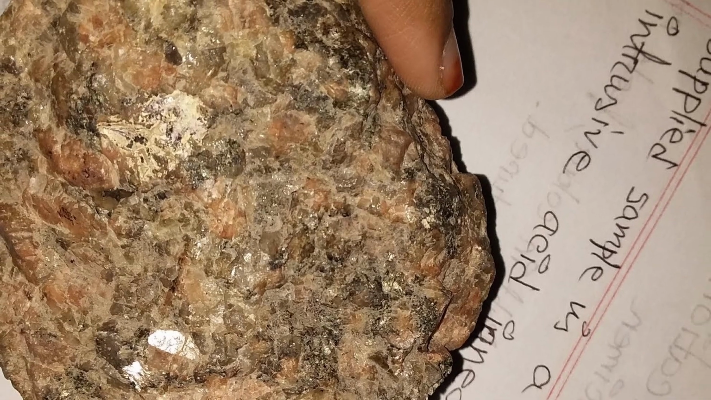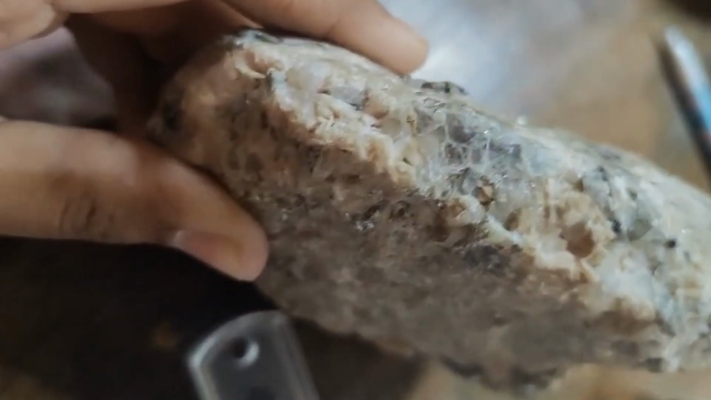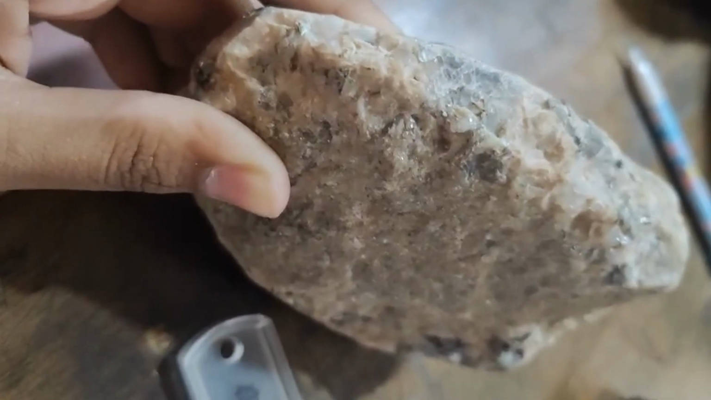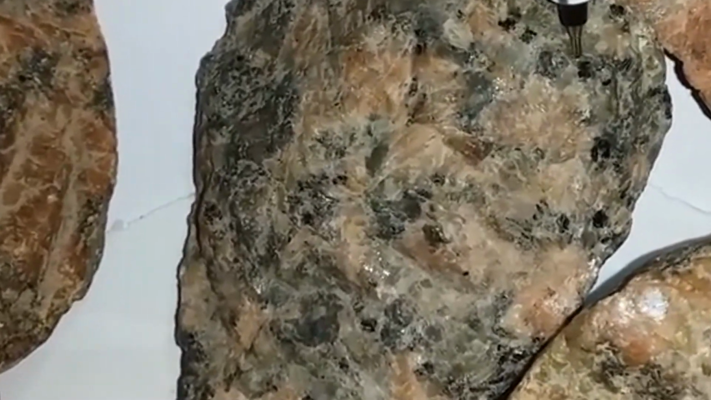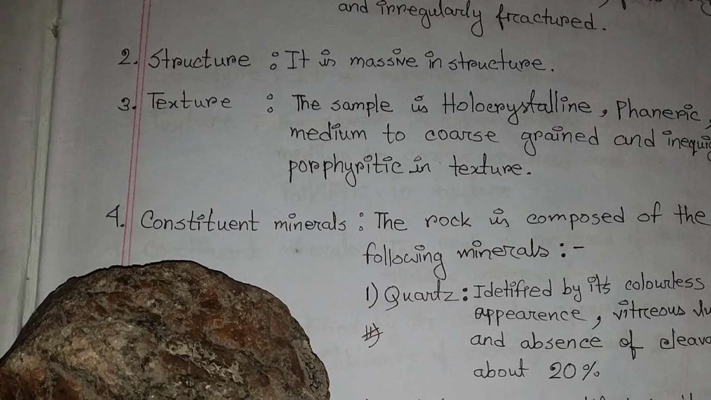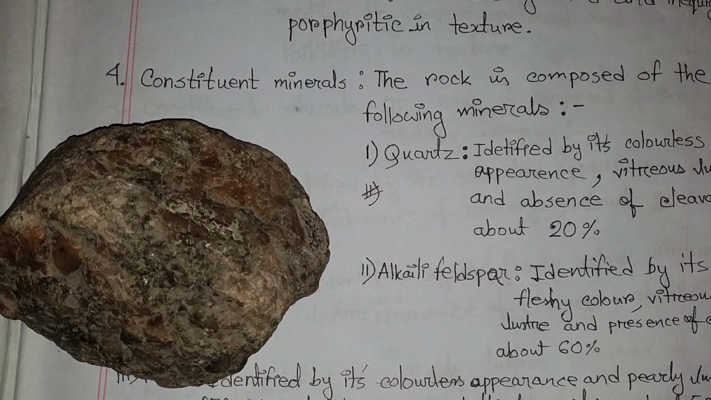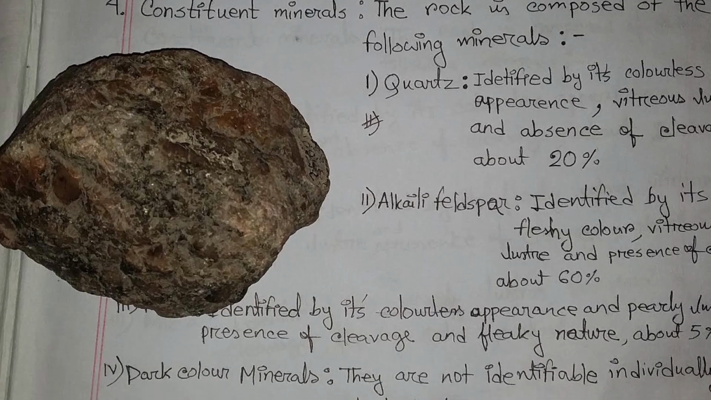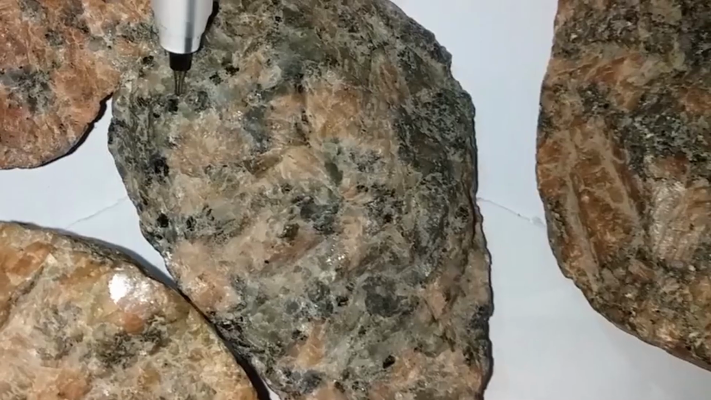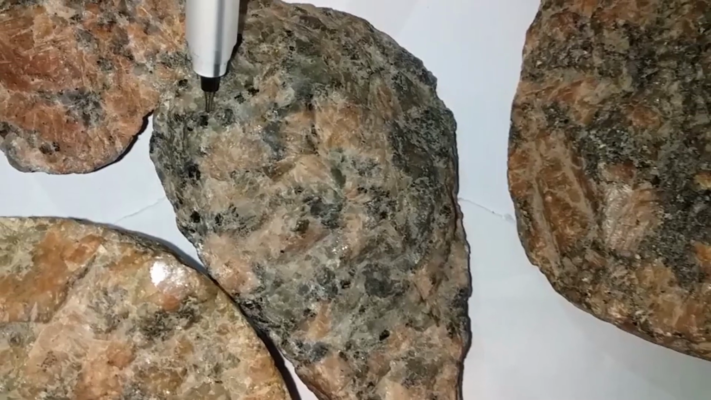This granite rock sample has about 20% quartz, 60% alkali feldspar, about 5% mica and 15% dark colored minerals. The observations, particularly light color, appearance, holocrystalline texture and mineral composition like quartz about 20%, suggest that this sample is granite, which is an intrusive acidic igneous rock.